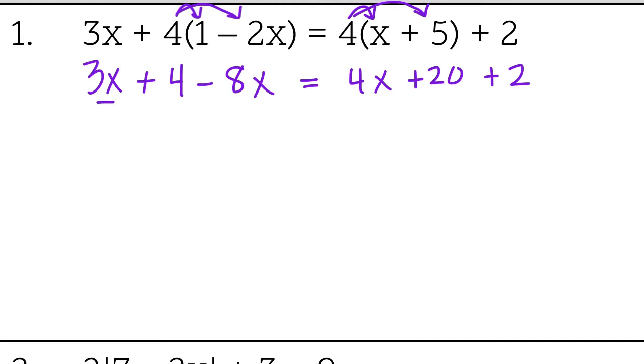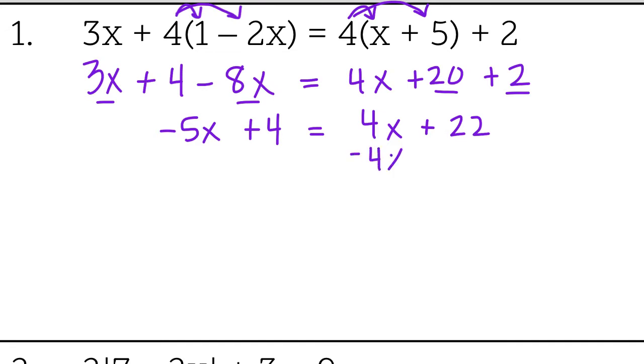Next, we combine like terms. So on the left, we can combine the ones with the x's. That gives me negative 5x, and I still have my plus 4, equals, on this side I can combine my constants, so that becomes 4x plus 22. Then I want to get my x's on the same side, so I'm going to subtract 4x so that it can cancel out, and do it to the other side. So that gives me negative 9x plus 4 equals 22.